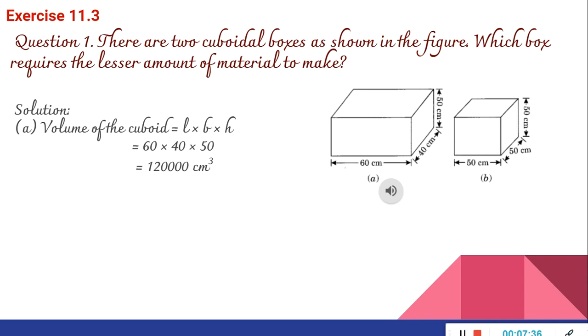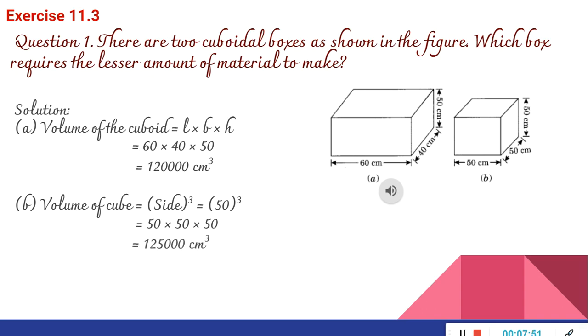Same way we can find out the volume of cube, that is our picture B. The side of the cube is 50, 50 whole cube, that is equal to 50 into 50 into 50, that is 1,25,000 centimeter cube. From this we can understand that the cuboid shape requires a lesser amount of material, right? Because 1,20,000 is less than 1,25,000. So cuboidal box A requires a lesser amount of material.